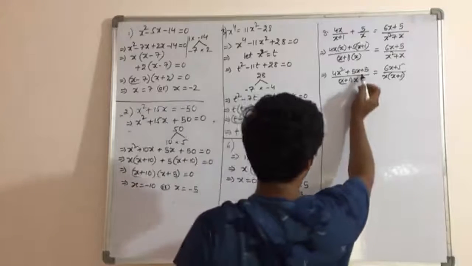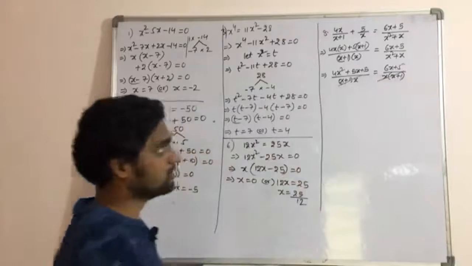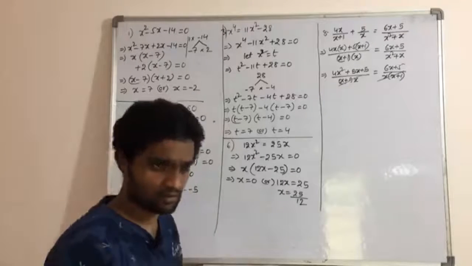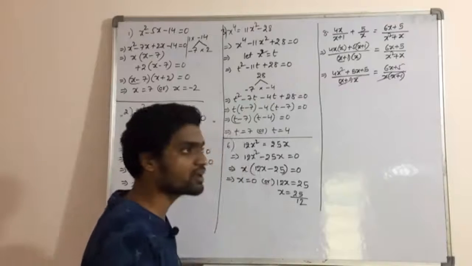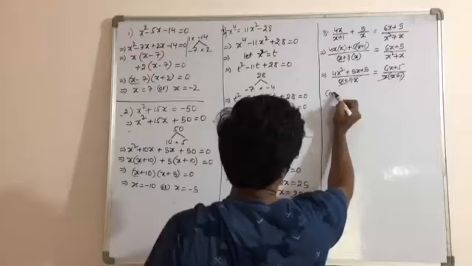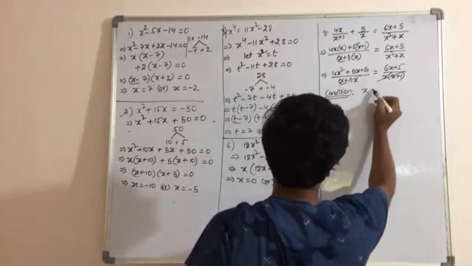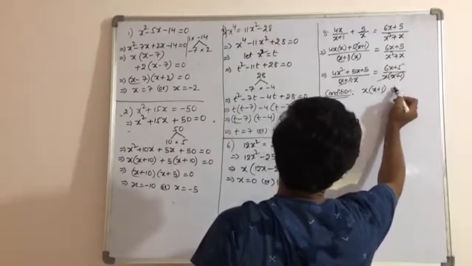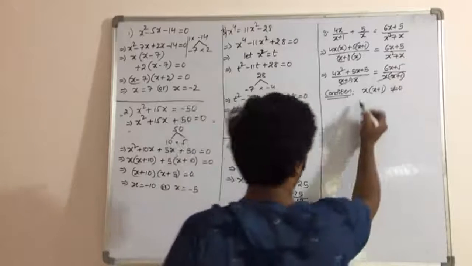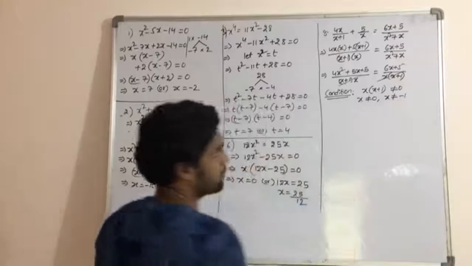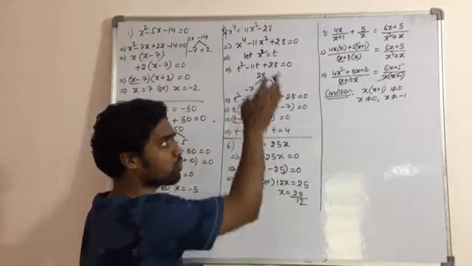Okay. Now cancel. So we have seen these type of questions also, where before cancelling the variable terms in the denominator, what should we do? Write the condition. Remember, you have to write the condition. So what is the condition? Denominator is not equal to 0. That is the condition we have to write. x into x plus 1 not equal to 0. So x is not equal to 0 and x is not equal to minus 1. So that is the condition you have to remember throughout the problem.